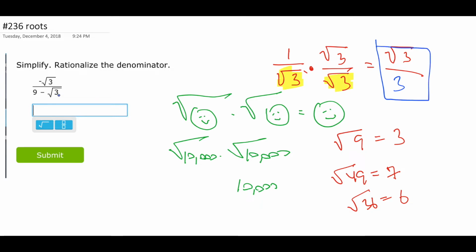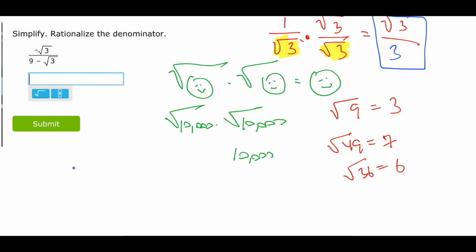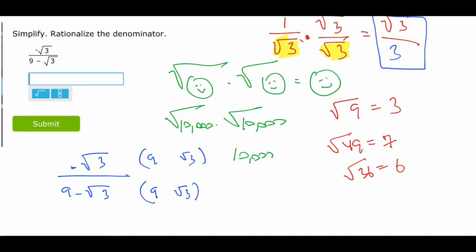This one's harder, because you have 9 minus root 3. So what you do with these is a little trick called multiplying by the conjugate. So you write this exactly the same: 9 and then root 3, and then 9 and then root 3. But the sign here, see how this is minus? The sign here is just the opposite. It's called the conjugate.